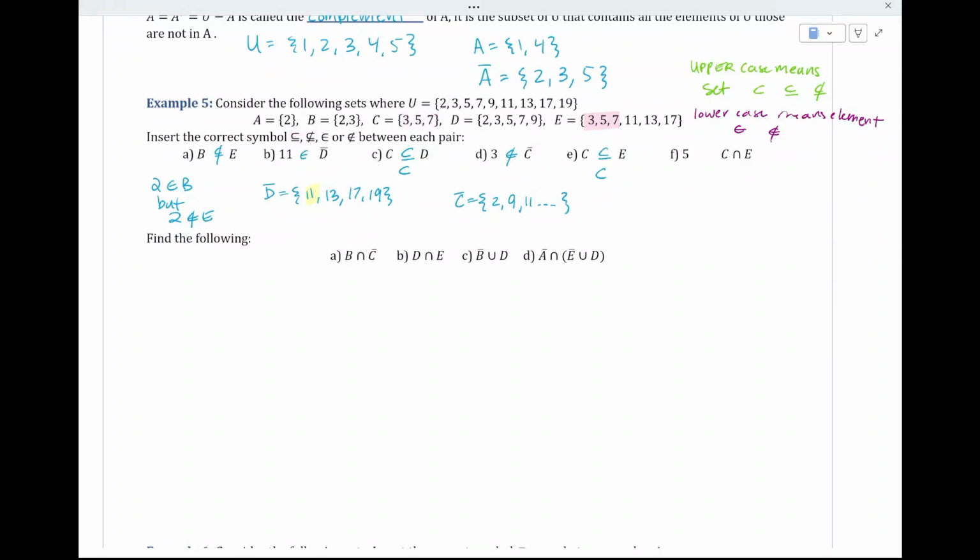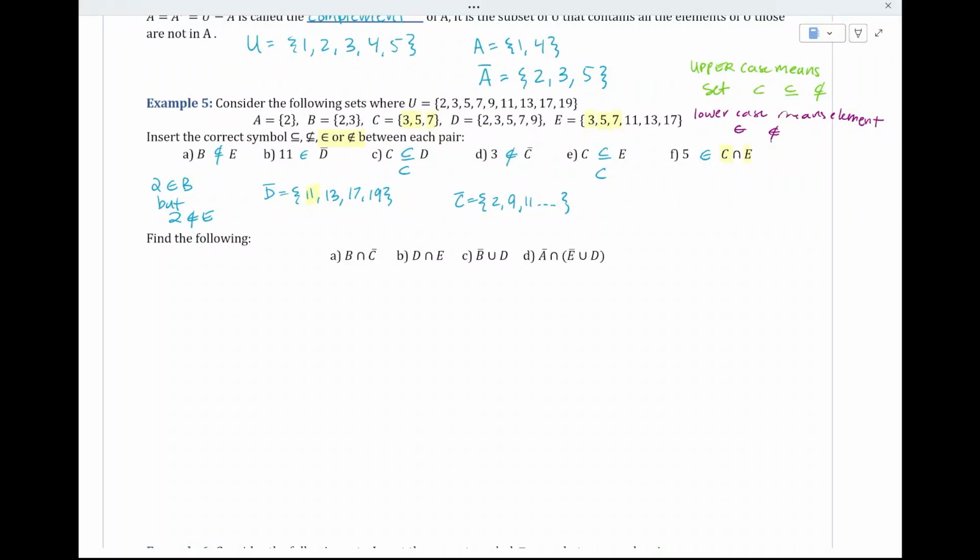Last one, 5, is that an element of C intersect E? Oh, so interesting. I'm going to have to do a little bit of extra work for this one. Here I'm looking for element or not an element. C intersect E. This intersect is the and, so it has to be in both C and E. So let's see. 3 is in both, 5 is in both, and 7 is in both. So 5 is in both. 5 is in C intersect E.